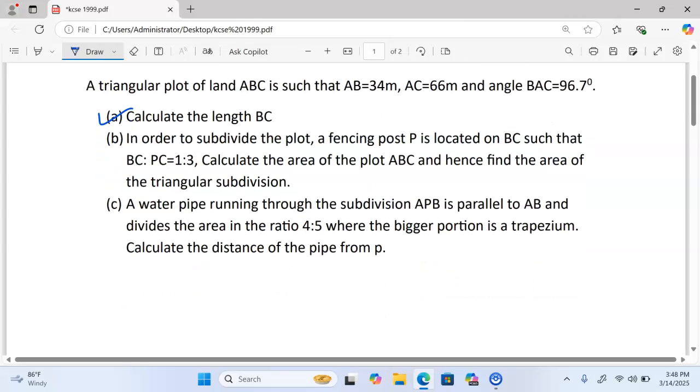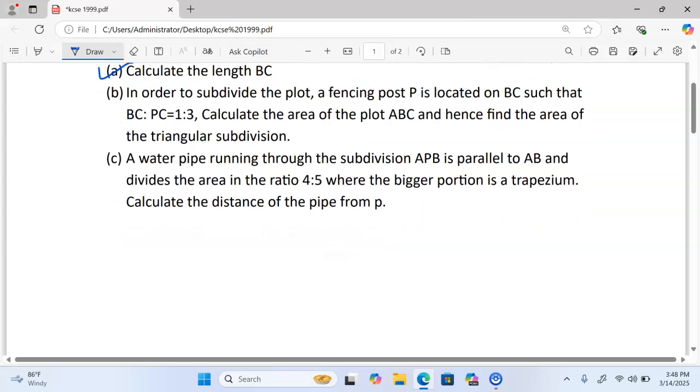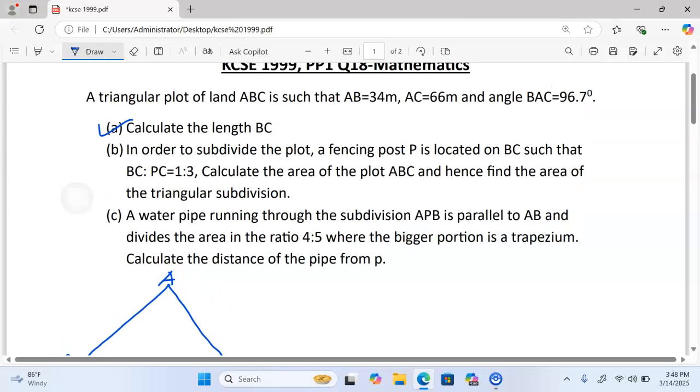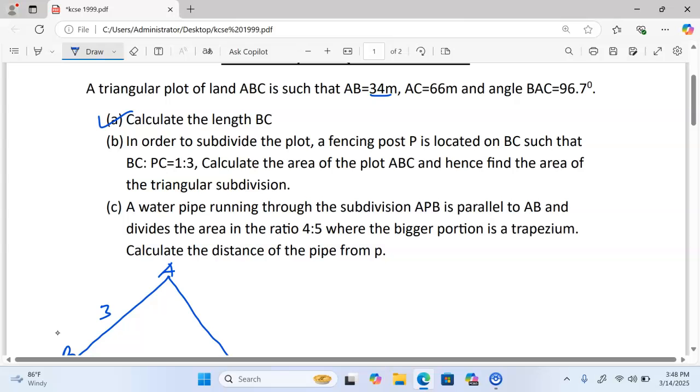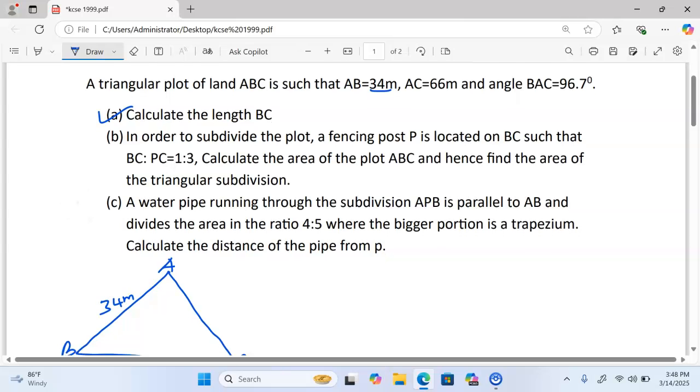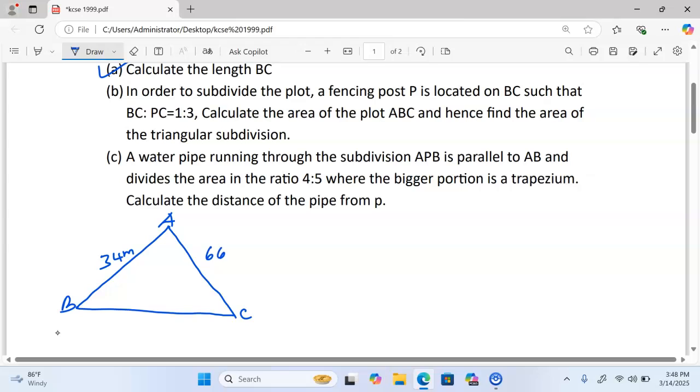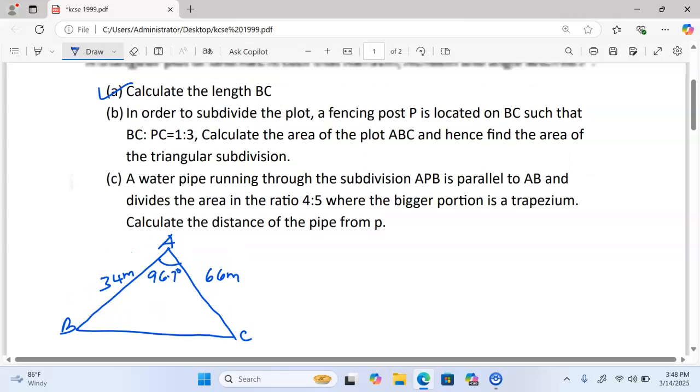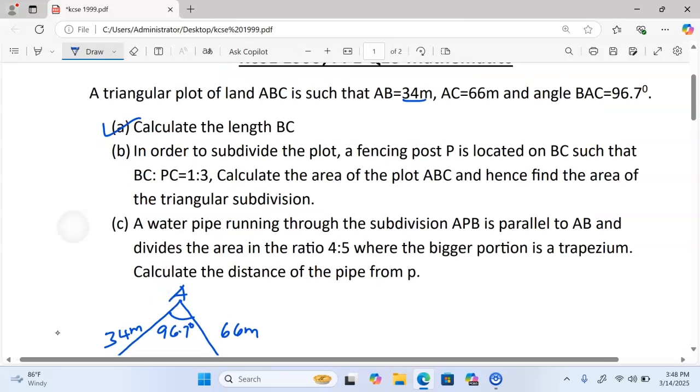The first thing we do is to sketch the shape of this piece of land. Since the shape is triangular, we are going to have the triangle looking like this. We have A, we have B, we also have C. We have been told that AB is 34 meters, AC is 66 meters, and the angle BAC is 96.7 degrees. So we are supposed to calculate the length BC.